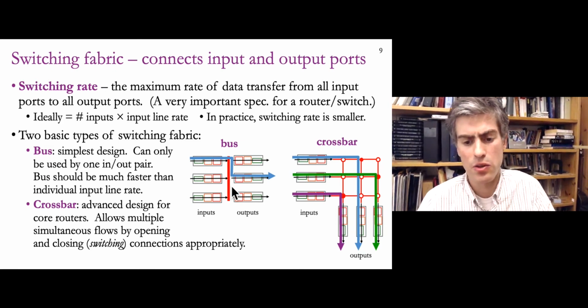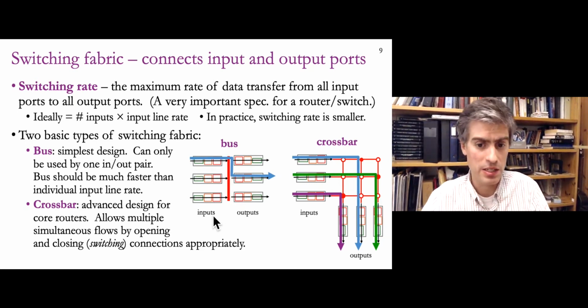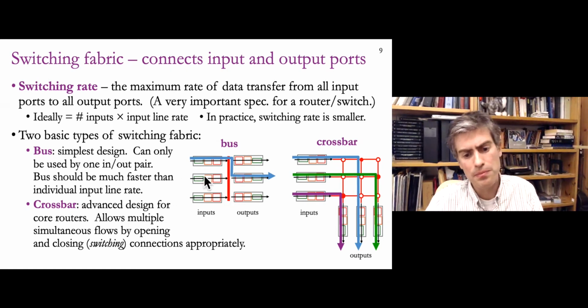So for this to work well without really slowing things down, your bus should be faster than your input line speeds. So this bus could be, let's say, 10 times faster than the line rate on the inputs, and that would allow you to handle 10 input ports operating simultaneously at full speed. It could be slightly slower than that total input line rate, but then that would limit your switching rate.